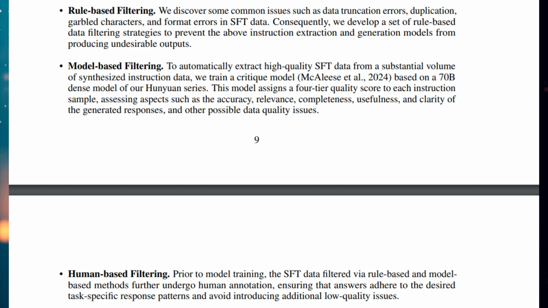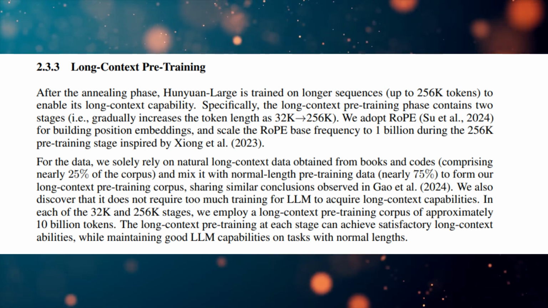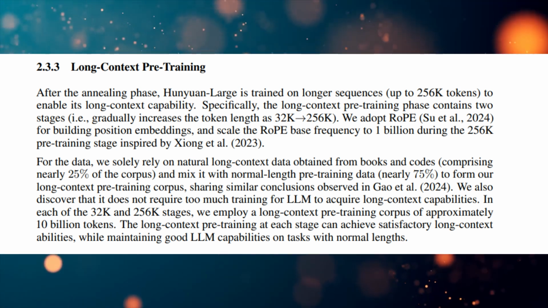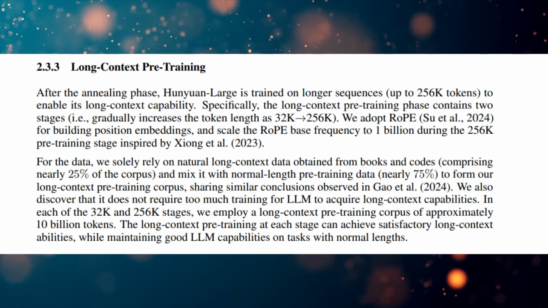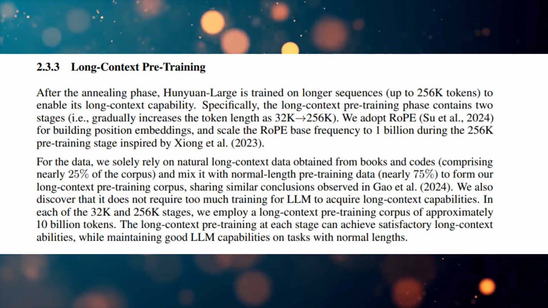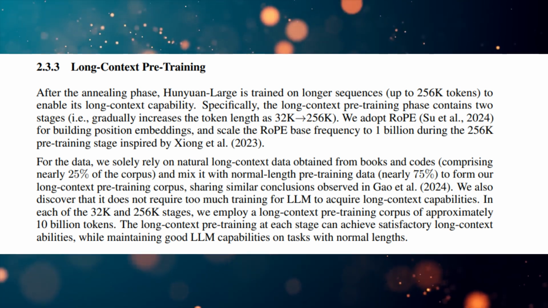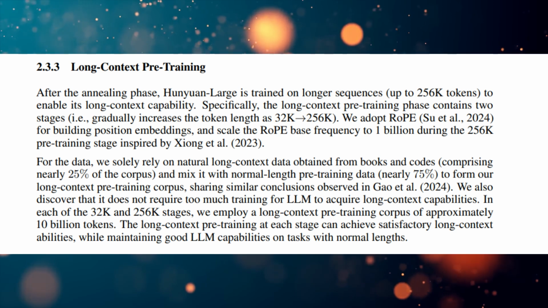The model's ability to handle long contexts, up to 256K tokens, is also noteworthy. How is this achieved? We employed a dedicated long context pre-training phase, gradually increasing the sequence length. We also used rotary position embedding, RoPE, and scaled the base frequency to improve the model's ability to handle long sequences. What are the key takeaways from the Hunyuan-Large research?